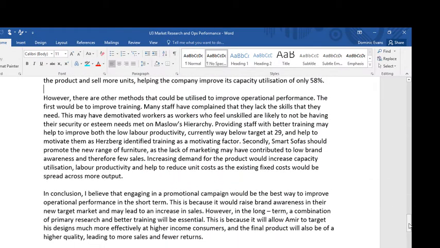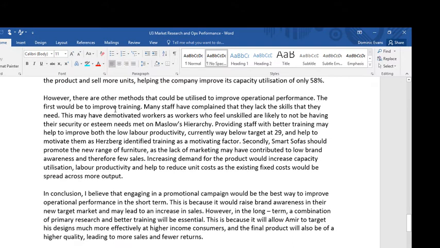Now I need to look at the other factors that might improve operational performance, and to introduce my paragraph I've used a however, showing the examiner that I'm looking at the other side of the argument. There are other methods that could be utilised to improve operational performance. Okay, so this is where I'm getting in that balanced analysis that I need for a top-level answer.